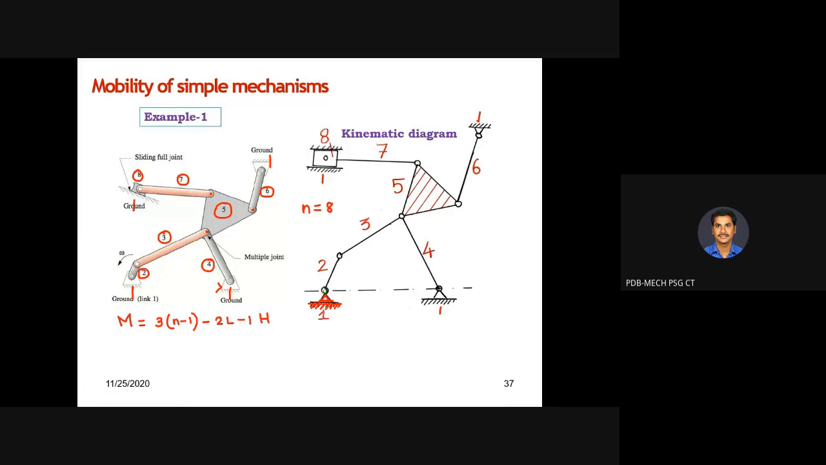Let me check it. Here it is one lower pair. Do you agree? The connection between the frame and link 2 is one lower pair. It is lower pair 2. Then this is lower pair 3. Then this is lower pair 4, then this is lower pair 5, and the slider and frame have one lower pair, the sliding contact, six. Then lower pair 7, lower pair 8, then lower pair 9. That's all. Anything missing? 9 is okay.